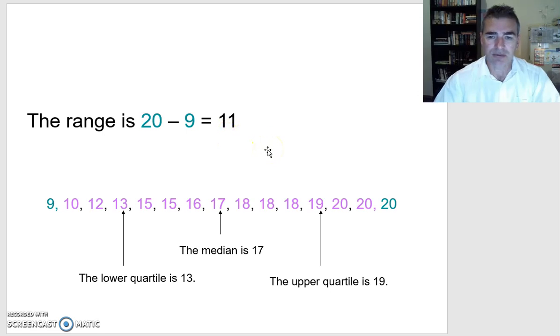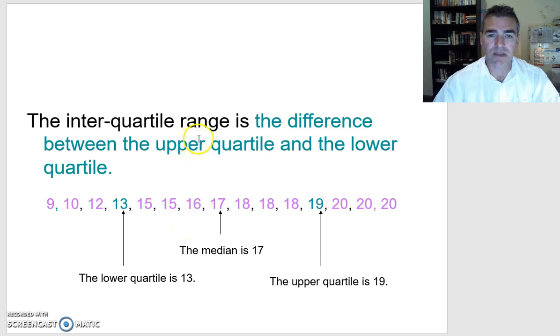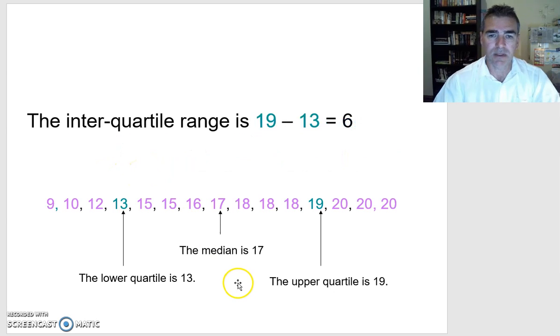But what we're also interested in is finding the range of the middle half of the group. So we get rid of the upper quarter and the lower quarter, and we can find the range of this middle half, because there's 2 quarters there, and this is known as our interquartile range. So it's the difference between the upper quartile and the lower quartile. So the interquartile range, the upper quartile we found was 19 and the lower quartile is 13. So the interquartile range is 19 minus 13.